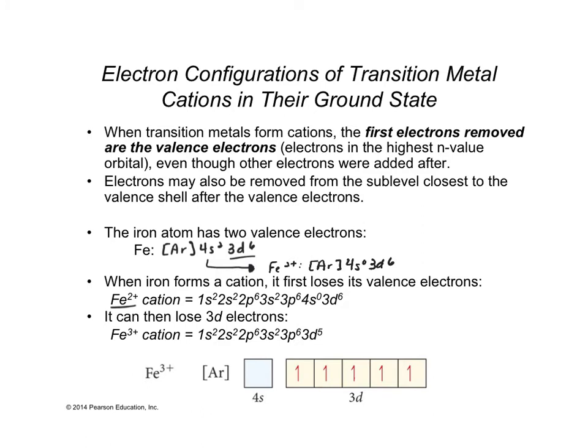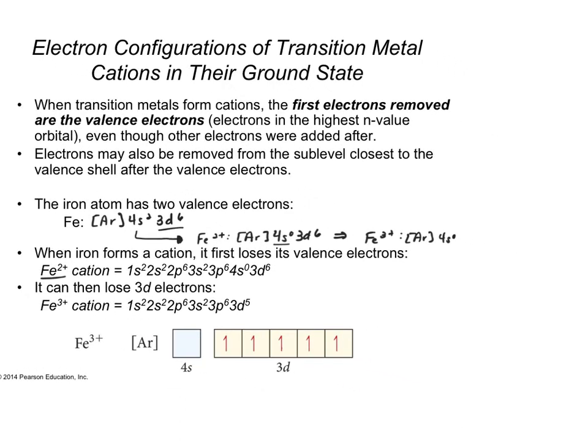Once we have removed them from their valence shell, then we'll start to remove them in the reverse order of how we put them in. So iron can also form a 3+ ion, meaning it loses 3 electrons. And so the electron configuration for that would be 4s0, because I've already removed all of those electrons, and now 3d5. So now we're starting to remove them in the reverse order of how we put them in. Okay? So that's the big difference, main group versus transition metal.